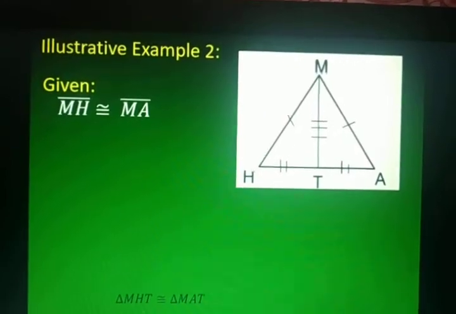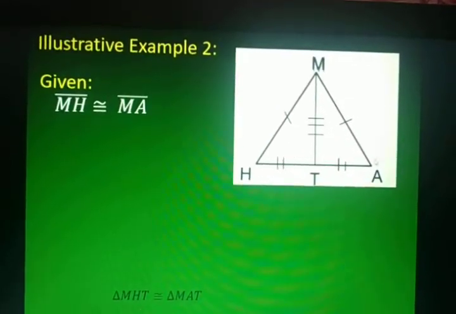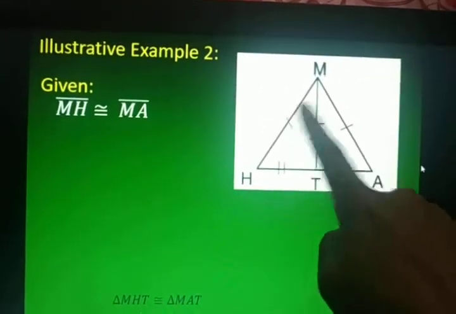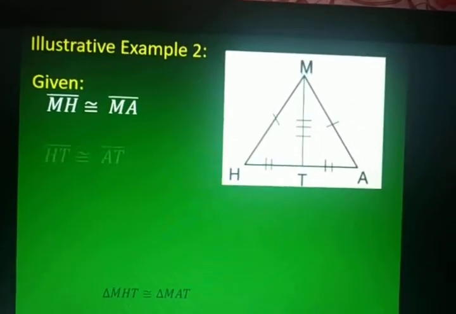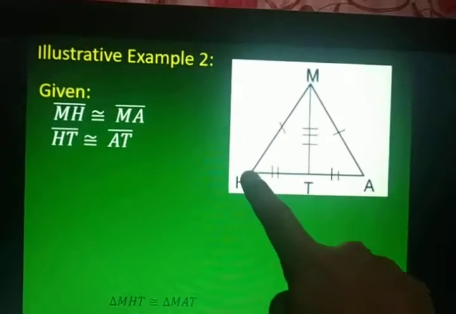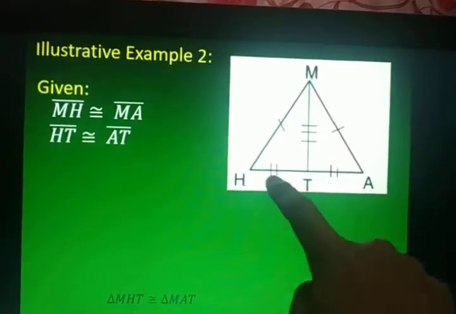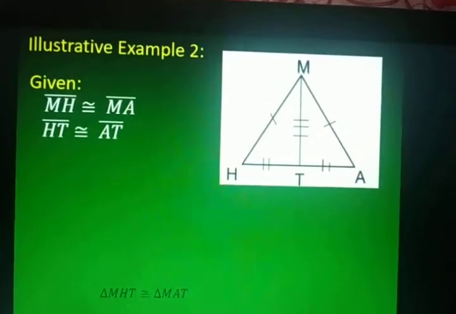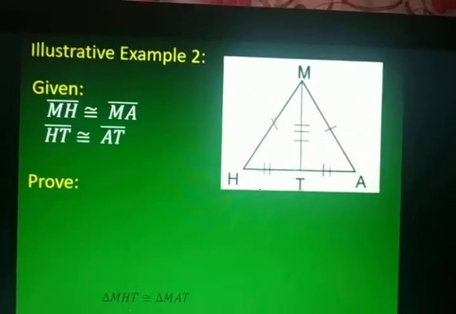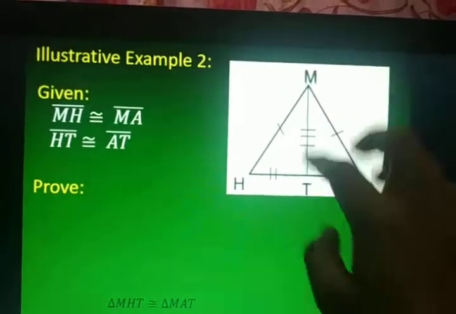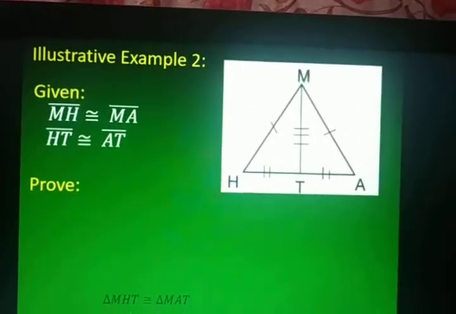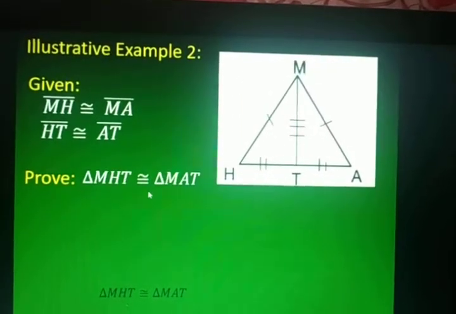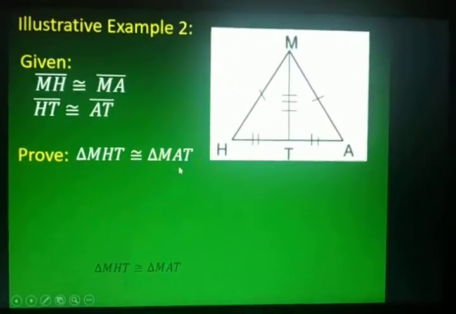Now the given. Line segment MH is congruent with line segment AM. Here, 1 mark, so they are the same. Next, line segment HT, 2 marks. Line segment HT is congruent to line segment AT. That's it, only two givens. But we know there is a third part which they did not give. Okay, so let's see later. Let us prove that triangle MHT is congruent with triangle MAT.